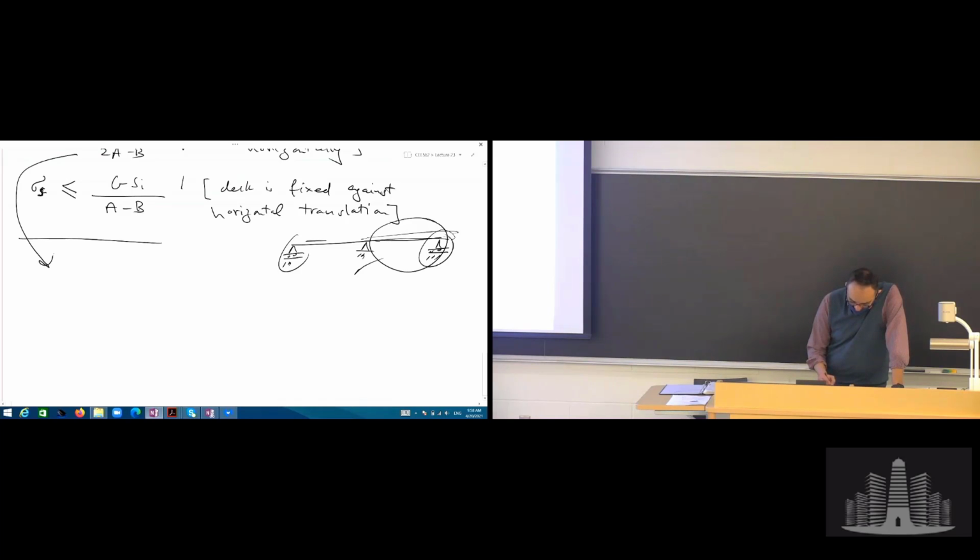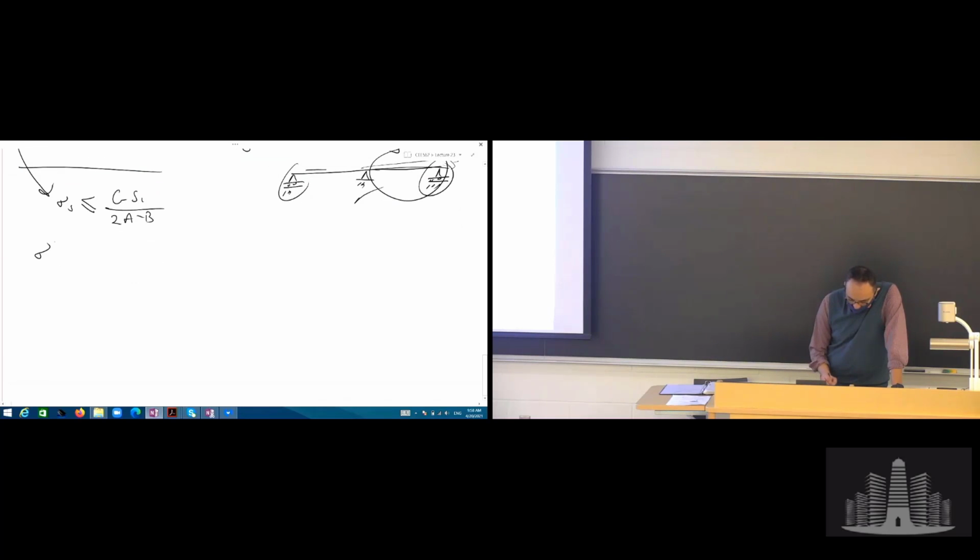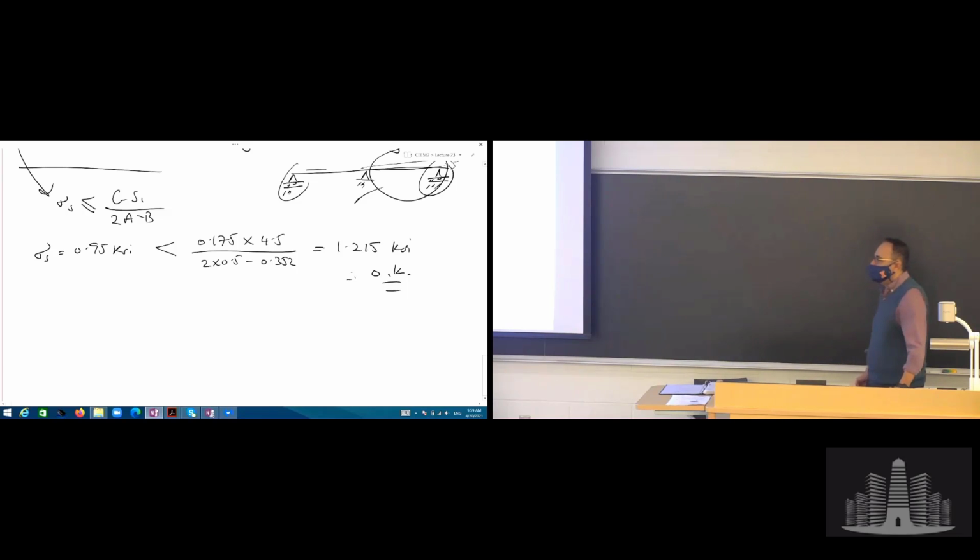So for this, I'm going to take this expression, which is sigma s smaller than or equal to G S I by 2A minus B. And let's substitute. Sigma s we have calculated already from before, which is 0.95 KSI. G was given to us as 0.175 KSI, S I we calculated as 4.5, and we know A and B. A is 0.5, B is 0.352, and the answer is 1.215 KSI. So definitely that's small, so we are okay. The demand is not high enough to make us change the design.